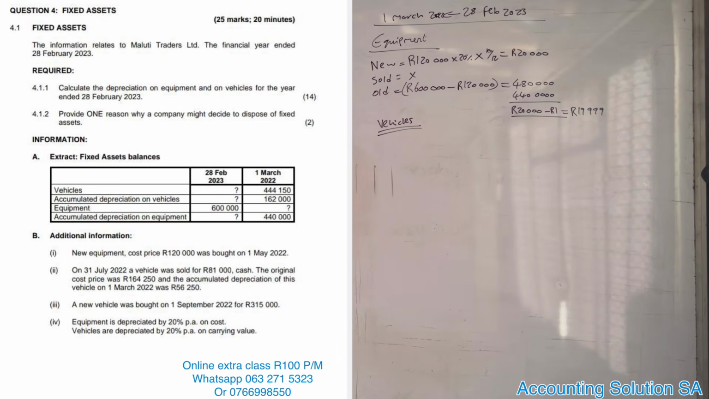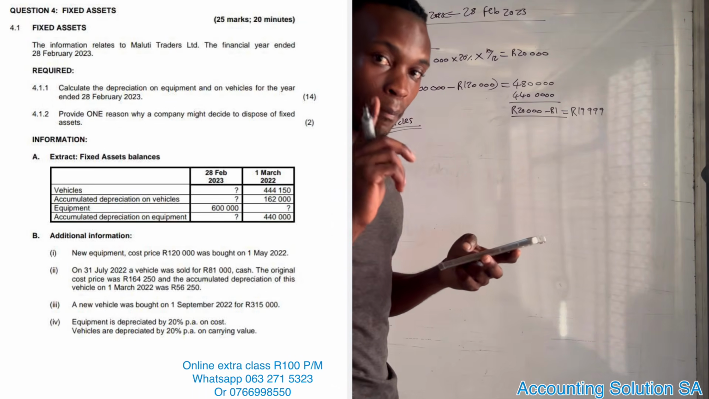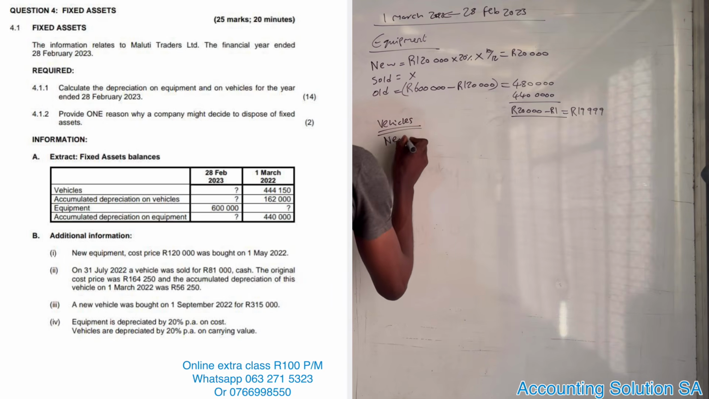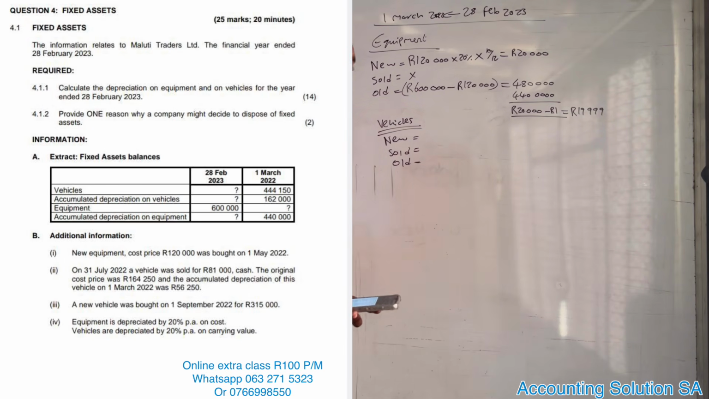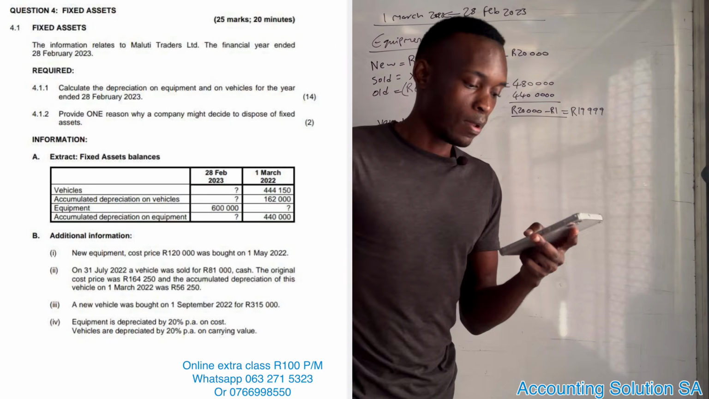Vehicle, we have to read information number 2. On 31 July, the vehicle was sold. Remember, I said that when you calculate depreciation, do this: new, old, and sold, 3 categories. Just write them, no matter whether they are there or not. If they are not there, you just write a dash like what I did.